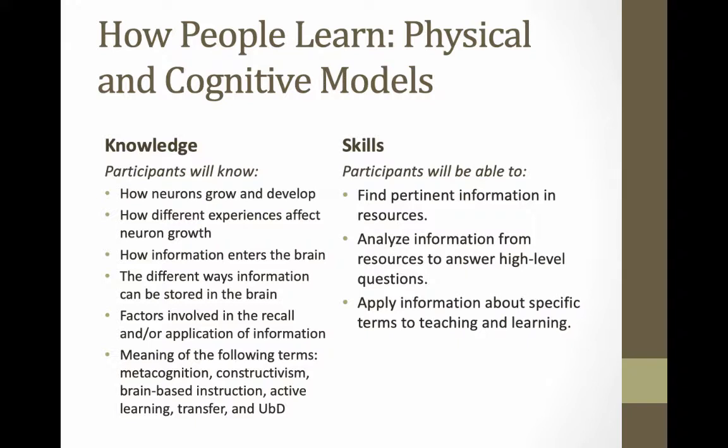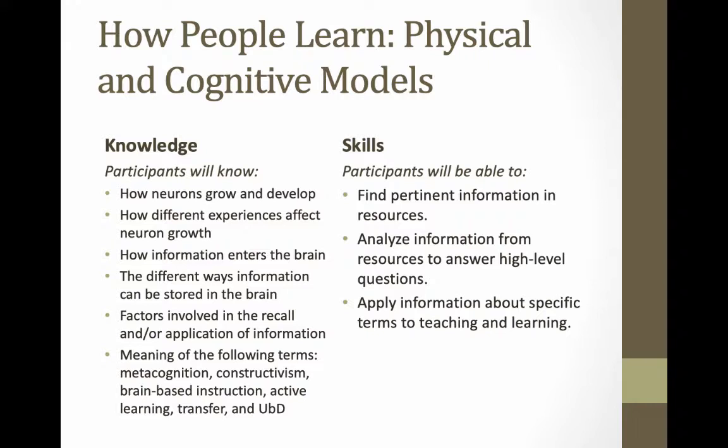What knowledge do I want you to get out of these lessons? I want you to know how neurons, the brain cells, grow and develop, and how different experiences affect neuron growth, because neuron growth is essentially what learning is. And so how do we make neurons grow? I want you to know how information enters the brain and the different ways information can be stored in the brain. I want you to know the factors involved in recall or application.